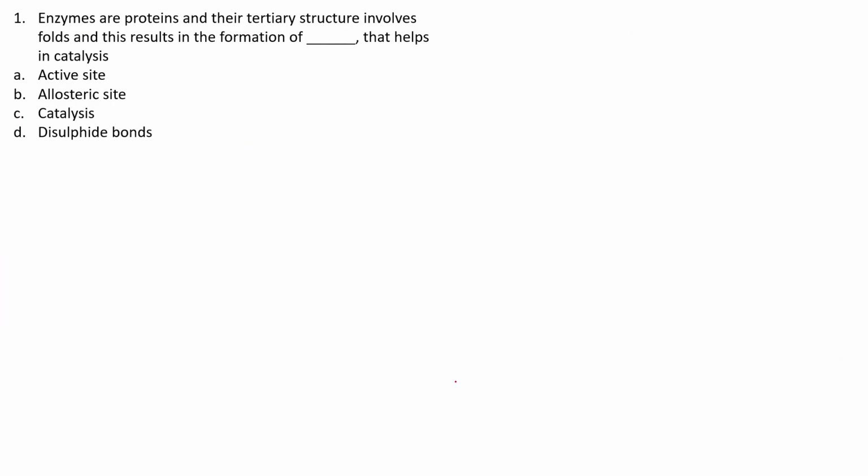Now we can start discussing a few questions on this part. The first question: enzymes are proteins and their tertiary structure involves folds, and this results in the formation of dash that helps in catalysis. The options are active site, allosteric site, catalysis, disulfide bond. It is none other than the active site. However, we also find one more site called the allosteric site, which controls the enzyme activity. Remember, the allosteric site is not involved in catalysis. So C is not the answer, D is also not the answer. It is the catalytic active site that is formed due to the folding of the enzymes.